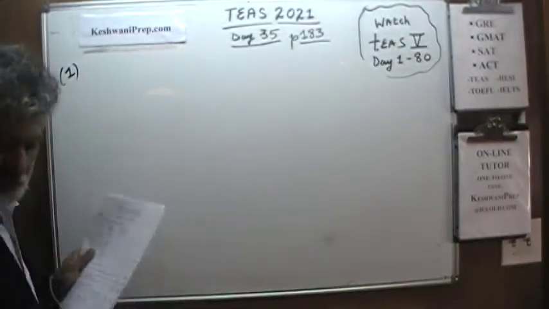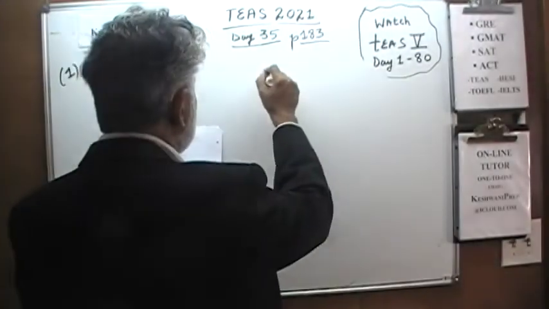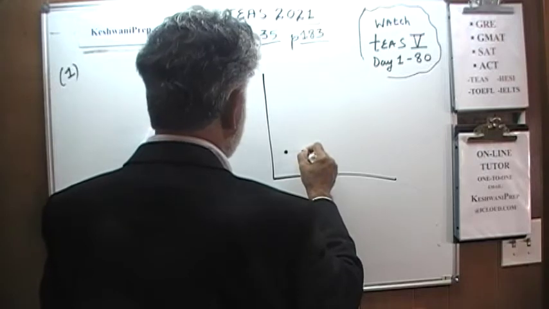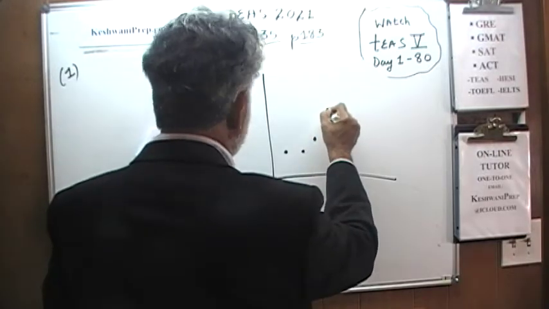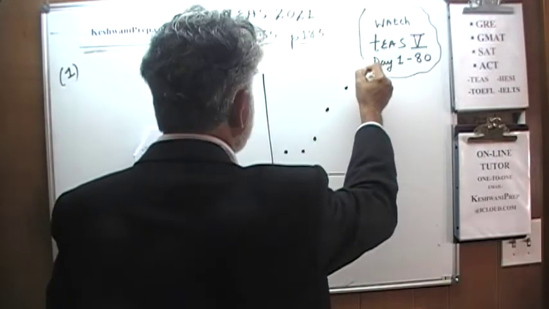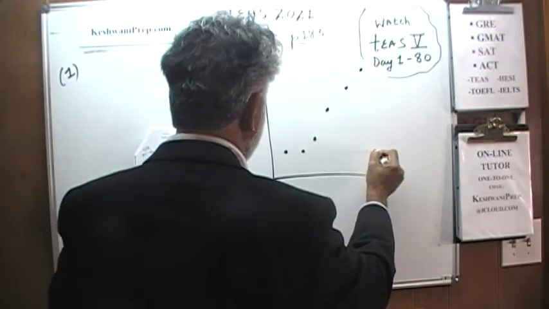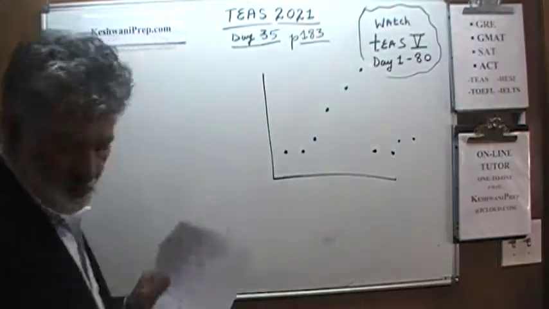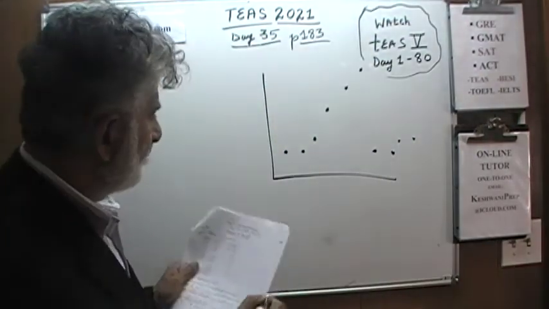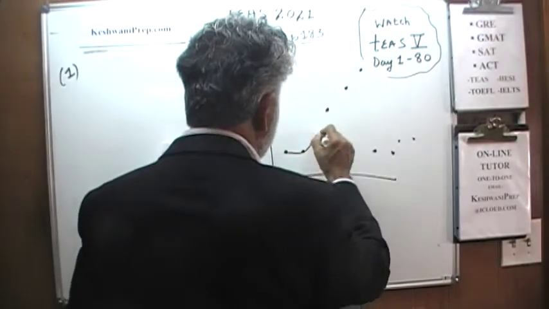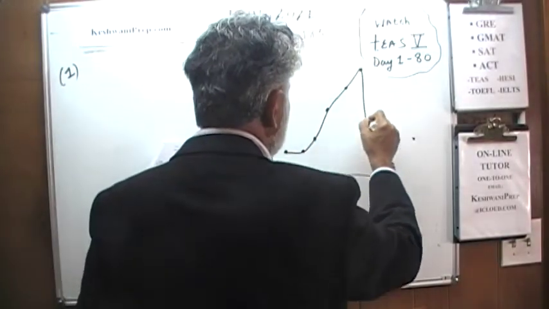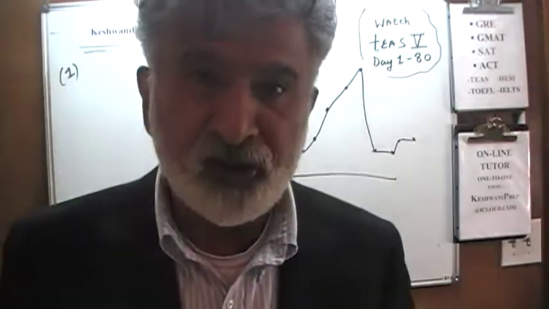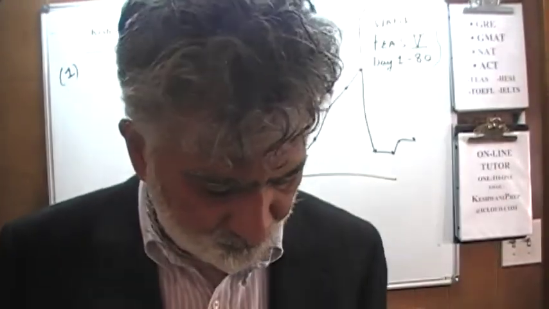In number one we are given a graph that looks something like this. It doesn't have to be accurate as long as we get some idea. It looks something like this. We just have to be able to answer the question, and for that purpose, it's good enough.